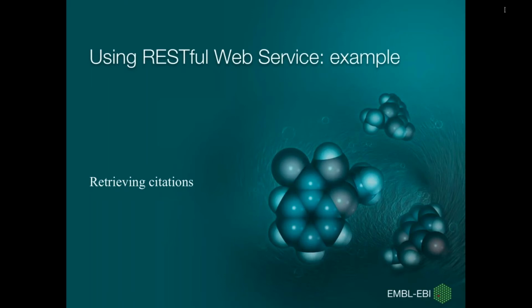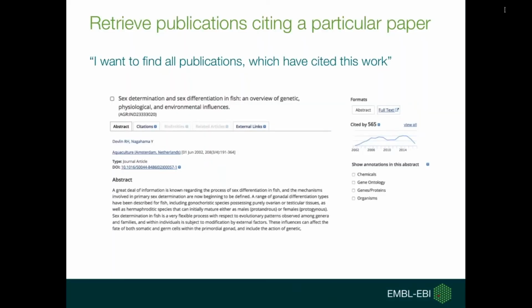Let's look at another example of programmatic access to data in Europe PMC. A popular task is retrieving publications that have cited a particular paper. If you want to access papers citing your publication of interest, you can do so with Europe PMC web services. Let's say you're interested in this paper on sex determination in fish. You can see it has been actively cited, judging from a citation graph. And you want to retrieve all publications that have referred to this work.